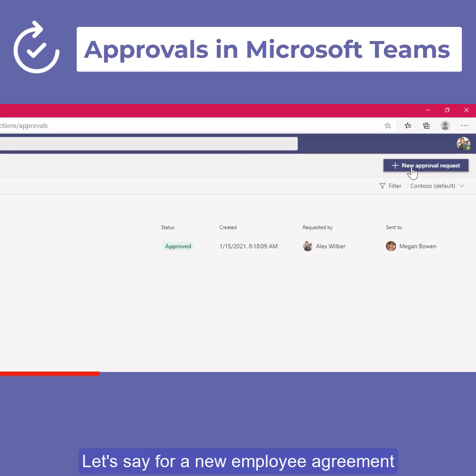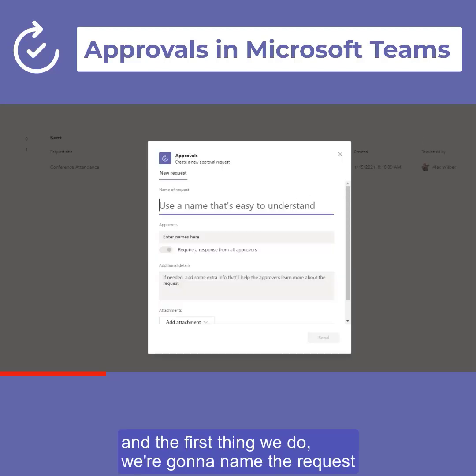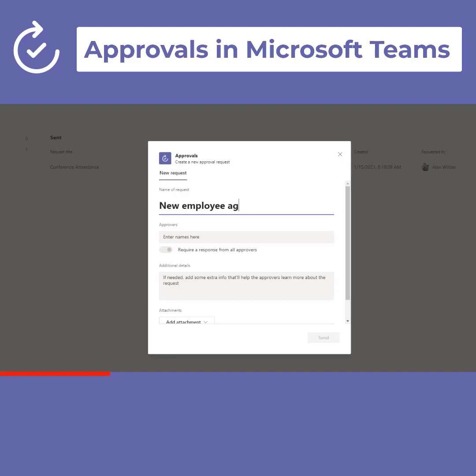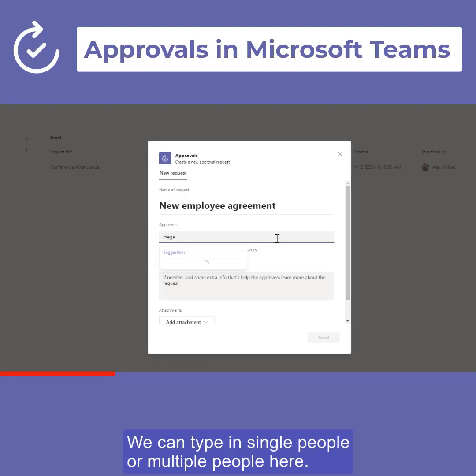Let's say for a new employee agreement that I've been working on, I need to get an approval from my manager. So I'm gonna click new approval request. And the first thing we do, we're gonna name the request. And let's call it the new employee agreement. And let's now type in this approvers box. We can type in single people or multiple people here.